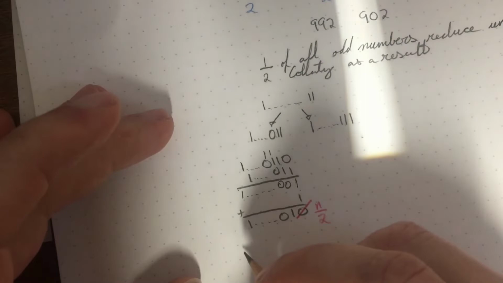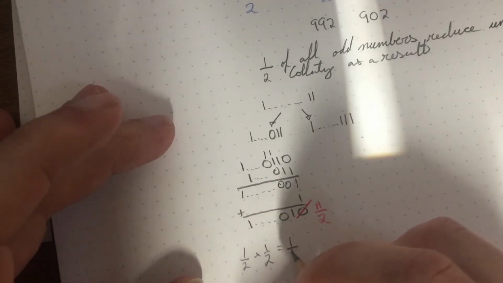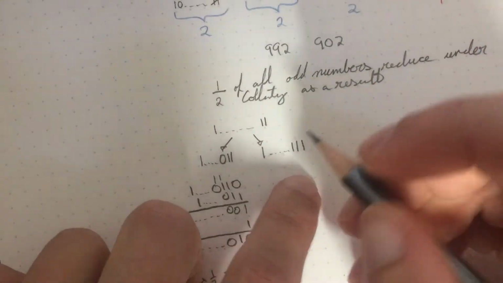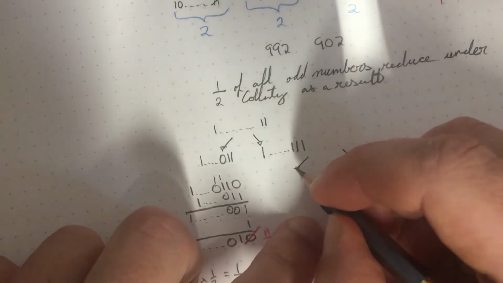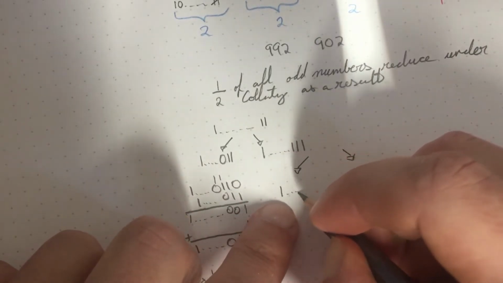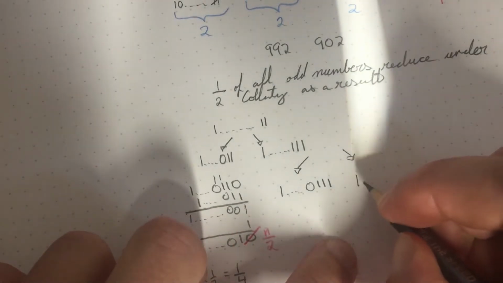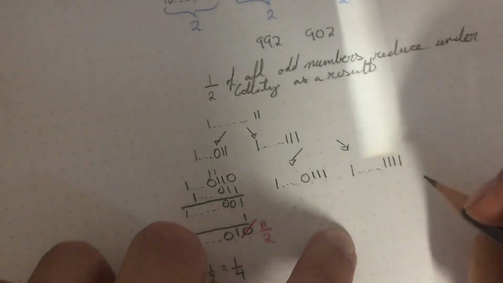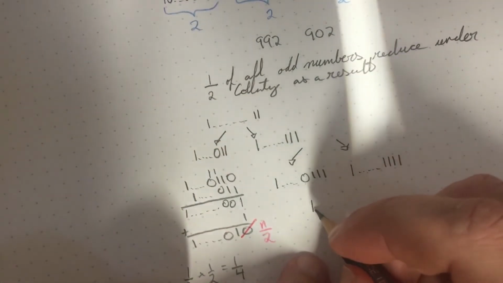So 1/2 times 1/2 is equal to 1/4. And then here, I'm wondering what happens to these ones. So I need another digit. And then 4. If I take this one, what's going to happen if I do the addition?